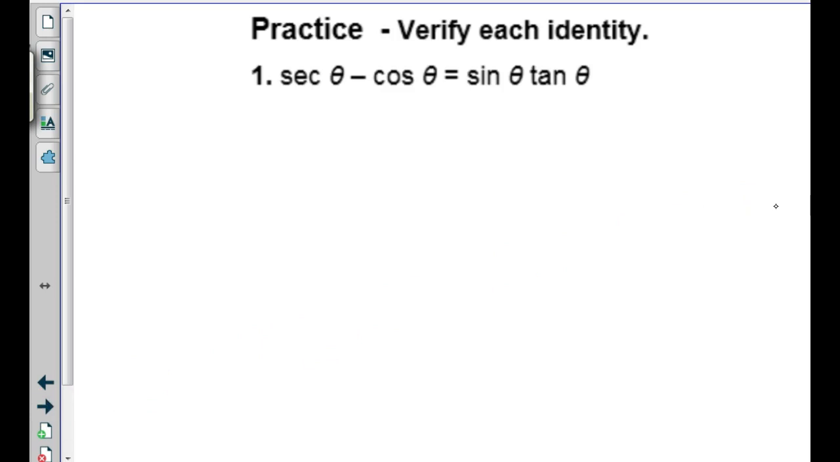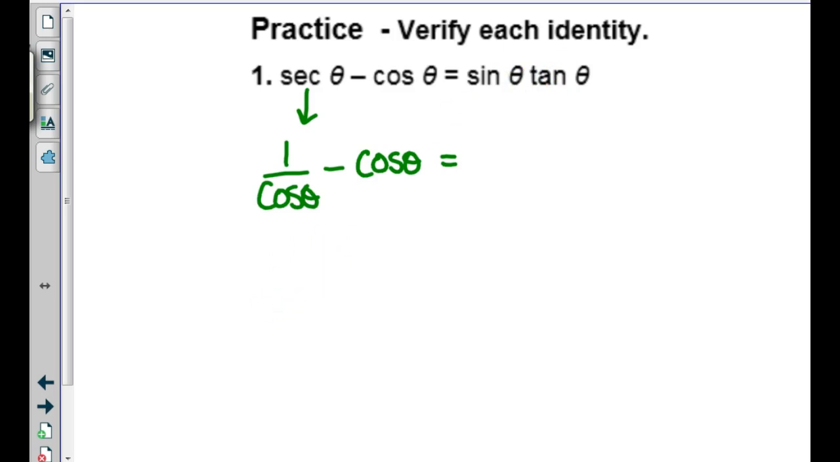All right, so let's try this one. Would you like to work with the left side or the right side? Okay. What do you want to do with secant minus cosine? Secant would be 1 over cosine minus cosine. Okay. What do you want to do now towards getting it to look like that?